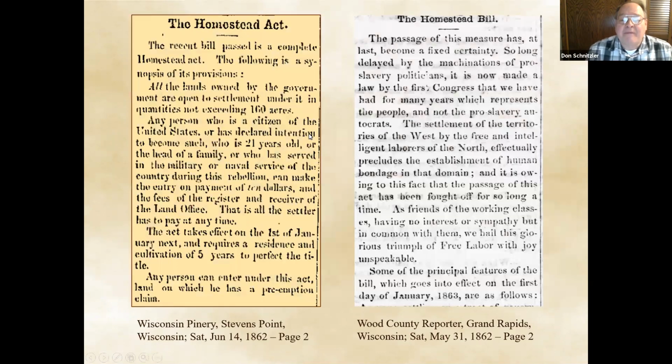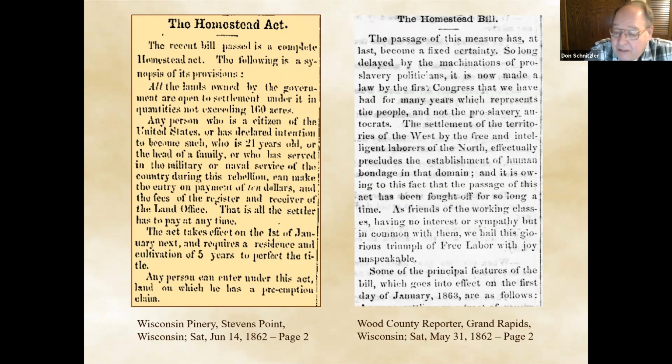When you think about Wisconsin in 1862, especially in this area, Marshfield hasn't even been thought of yet. And yet, when the Homestead Act was signed by President Lincoln in May of 1862, it was being reported in the Central Wisconsin newspapers within a couple weeks. On the right, the newspaper column appeared in the Wood County Reporter, a newspaper from Wisconsin Rapids, or Grand Rapids at the time. They had a several-inch article talking about the Homestead Bill. And a week or two later, in the Wisconsin Pinery, a Stevens Point newspaper, you saw another article about the Homestead Act.